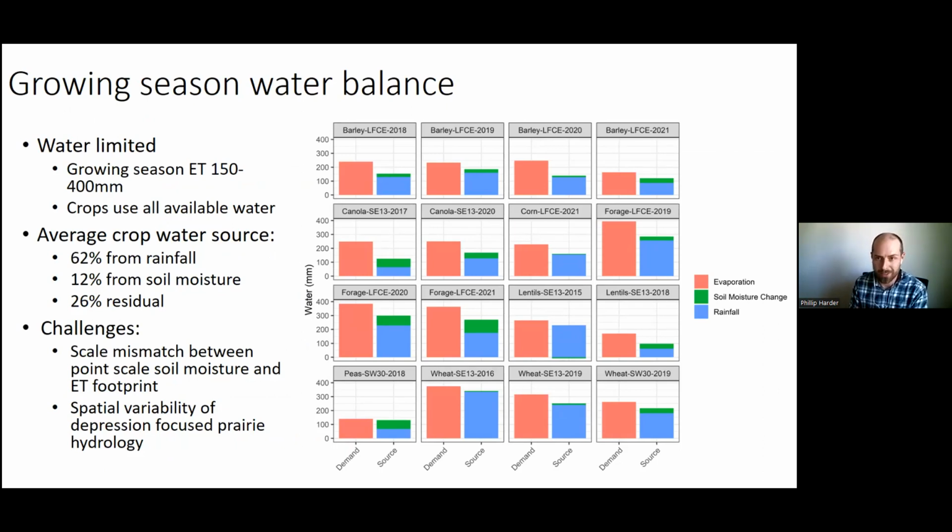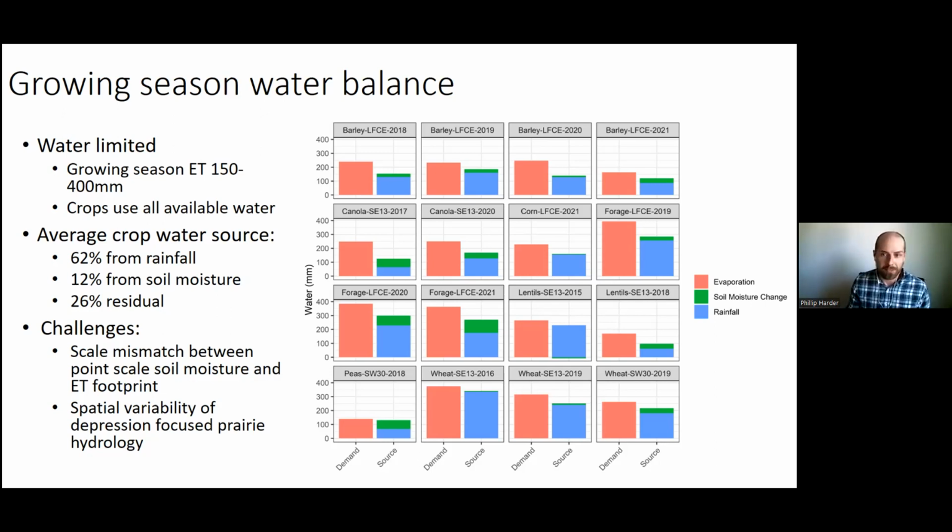First thing you want to take note of is that we're in water limited situations, and so growing season evapotranspiration can be as little as 150 millimeters up to 400 millimeters, and this is in contrast to potential evaporation values that we often estimate to be around 700 millimeters because of the hot, dry conditions.